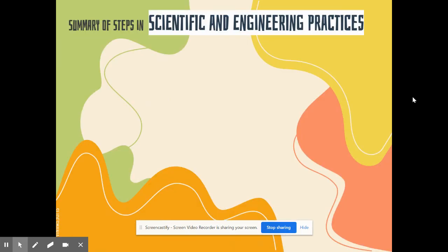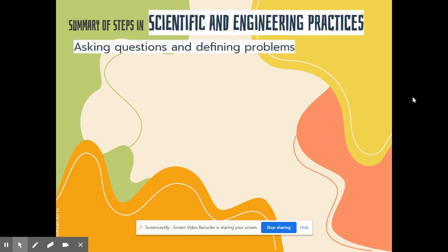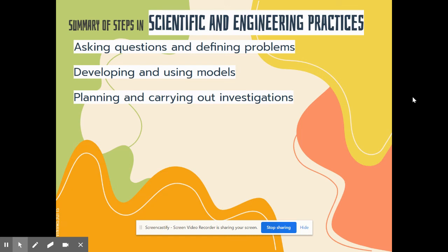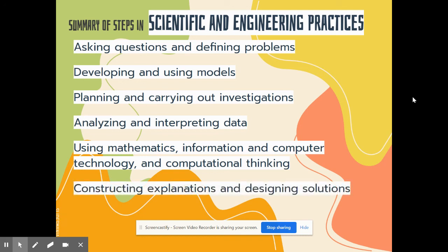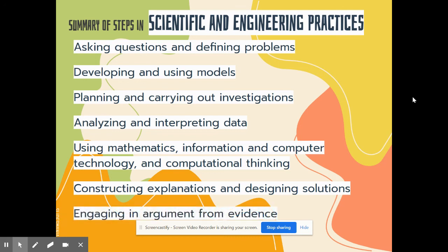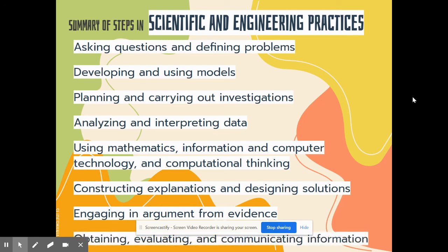Okay, so let's just summarize. Those were all the steps of scientific and engineering practice. Let's go over those steps. Asking questions and defining problems is how it always starts. Then developing and using models, planning and carrying out investigations, which leads to analyzing and interpreting your data while using mathematics, information and computer technology, and computational thinking, constructing your explanations and designing solutions, engaging in argument from evidence, and obtaining, evaluating, and communicating information.